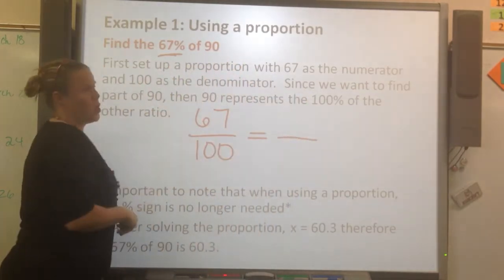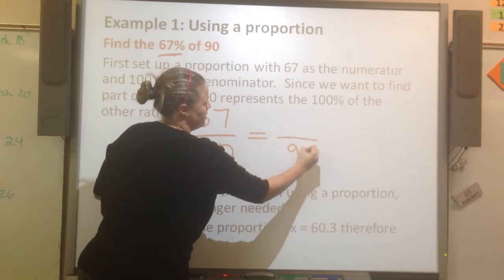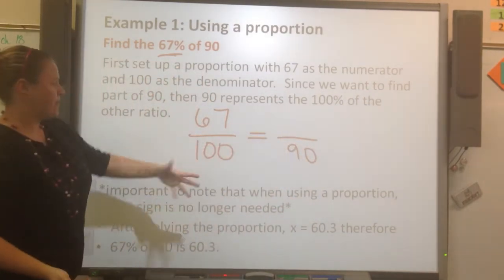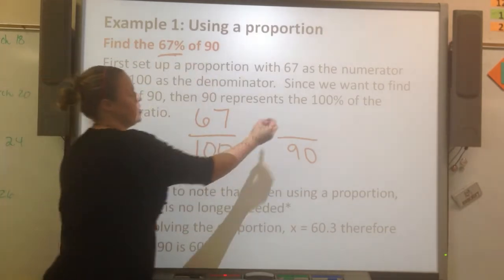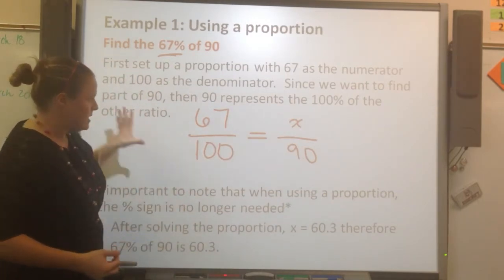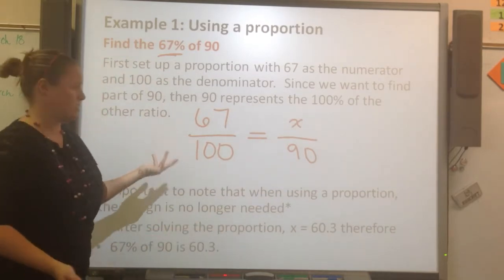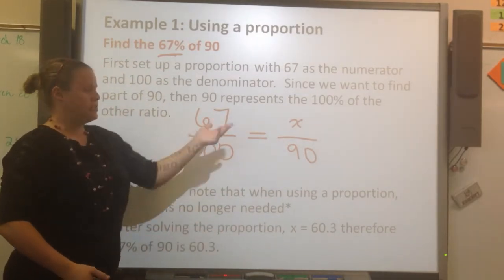I have 90 total kids, so my totals always go on the bottom. What I want, the piece of the total, is on top. So think about fractions. The whole's in the bottom, the top is the part. I don't know what this part is, so that's my variable like we've been doing with proportions. So right now, this should look just like what we've been doing for the last couple of weeks. So my question is, how did I get from 100 to 90?